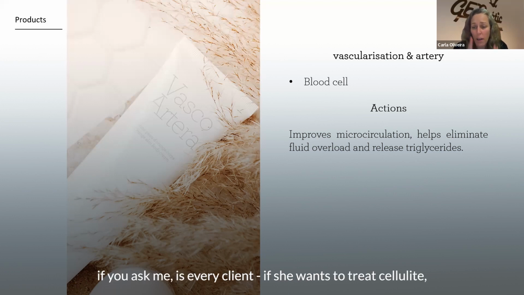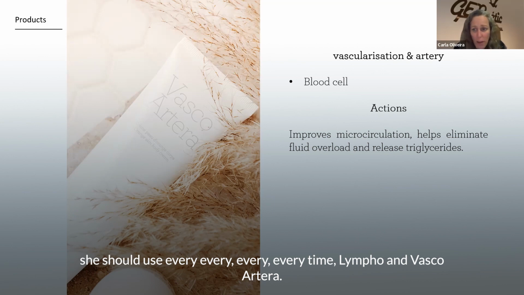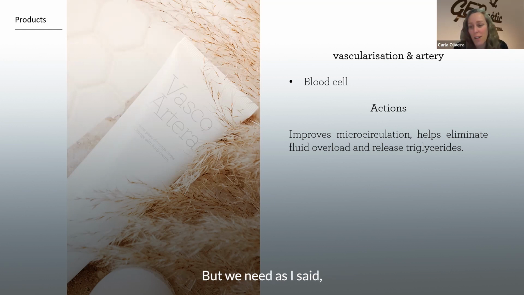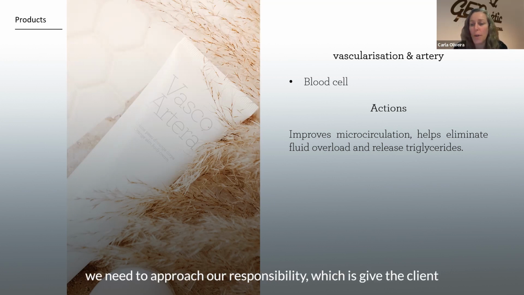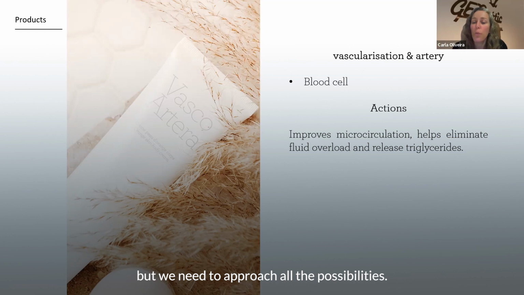I know that sometimes it's not possible when we talk about economic conditions, but the ideal, if you ask me, is every client, if she wants to treat cellulite, if she wants to treat fat, if she wants to treat sagging, whatever, she should use every time Lympho and Vasco Artera, and then the specific product according to her needs. Is it possible? Sometimes it's not, but as I said, our responsibility is to give the client all the possibilities. We are here also to help her choose, but we need to present all the possibilities. Otherwise, she will never know.